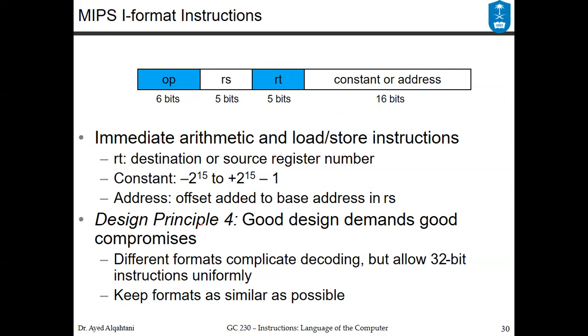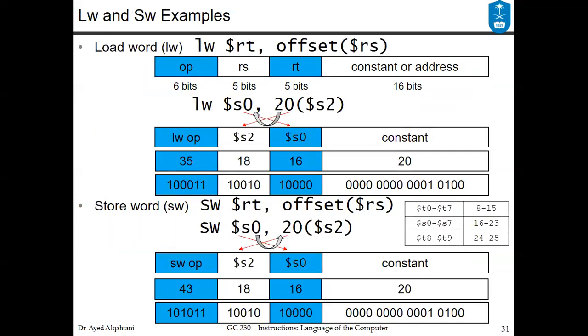This is the design principle number 4. Good design demands good compromises. Different formats complicate decoding, but allowing all the instructions to be 32 bits wide makes things simpler, easy to understand, and it gives us a lot of advantages performance-wise. So we keep the format as similar as possible. And you can see that we divided into 2. And this one we copied the same as the R type, the left-hand side of the instruction.